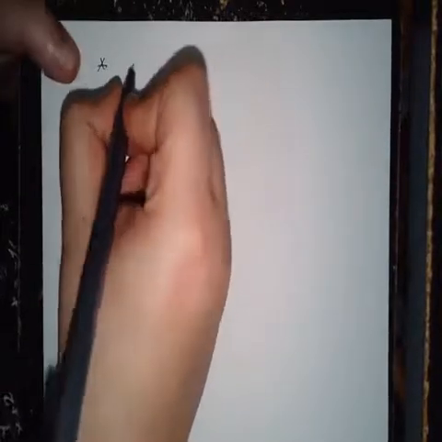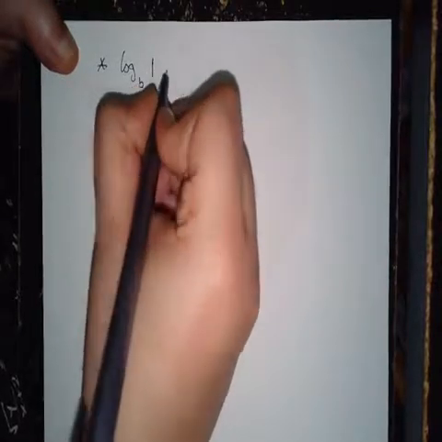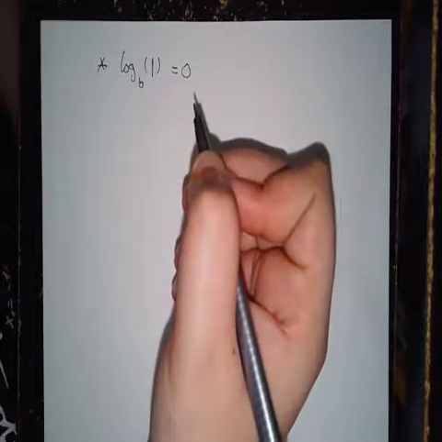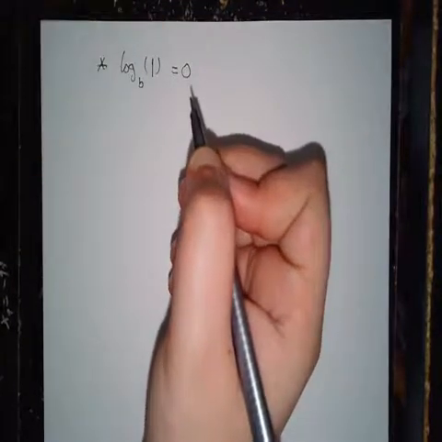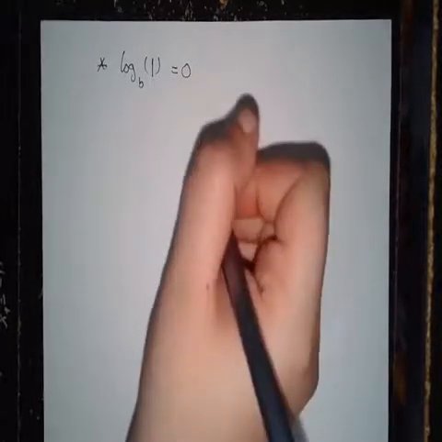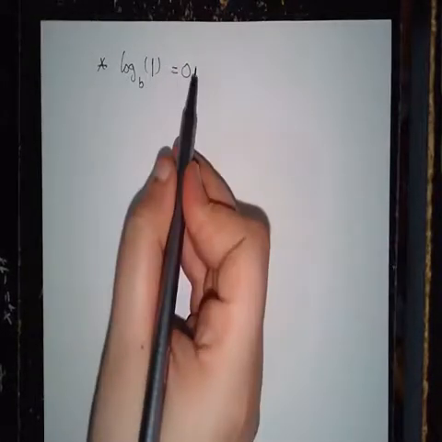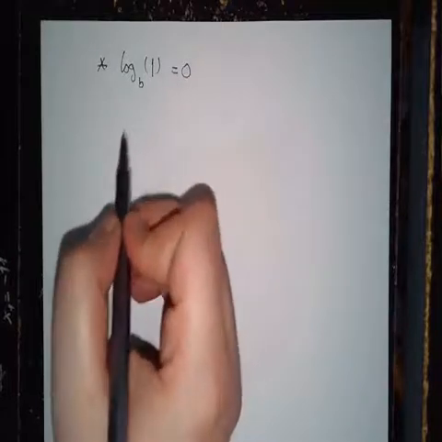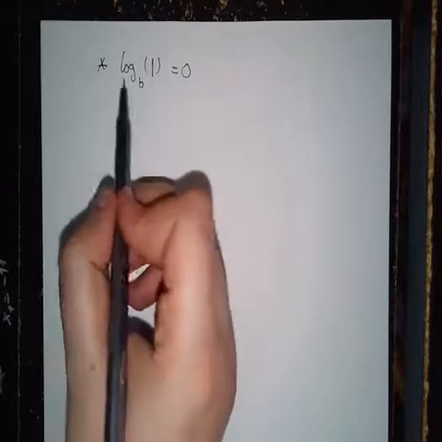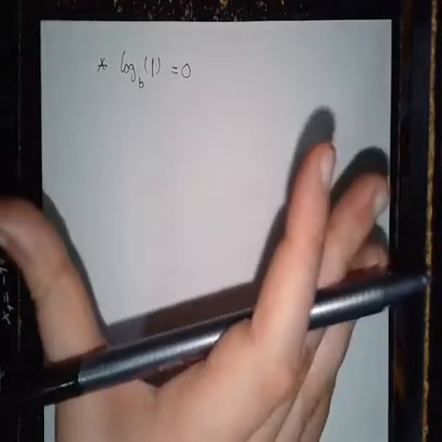First one. When you have a log base b of 1, it always equals 0. Okay? So if the inside of the log is 1, no matter the base, notice I wrote b because I don't care what it is. No matter the base, the result is always going to be 0, because when you have that base to the power of 0, the answer is always going to be 1. So the result of the log is going to be the power used, which is 0. So log of 1 always equals 0. Okay?